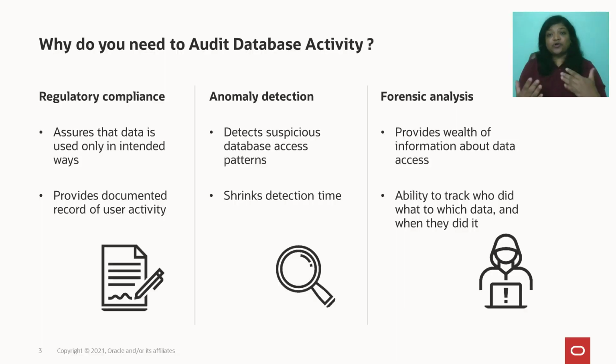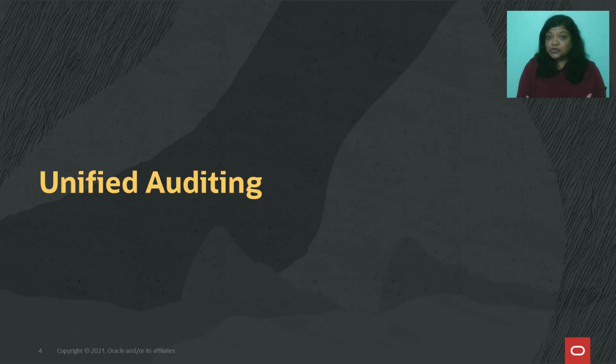Why do you typically need to audit database activity? Usually it is for any of these reasons. You have a need to comply with regulatory compliance, to provide assurance that data is used only in intended and appropriate ways. Or you have a need to comply with your corporate security policies, and one of the most prominent requirements is to detect any kind of anomalous database access patterns that's quite suspicious. Or you have a need to support forensic analysis. You need to have information about data access to track who did what to which piece of data and when they did it. So now that you have understood the need, how do you do it in Oracle database?